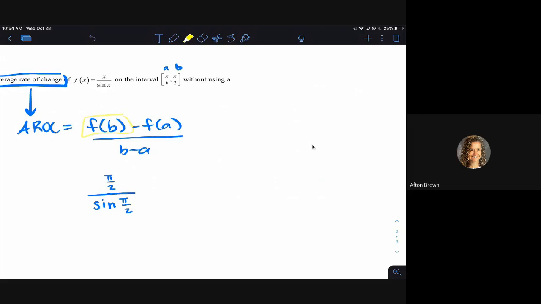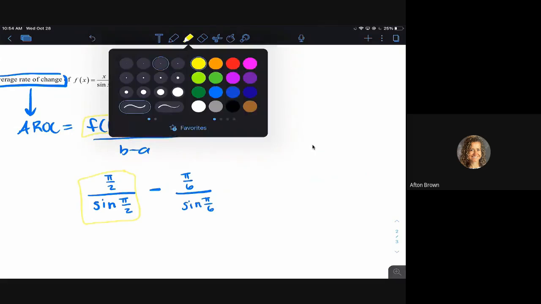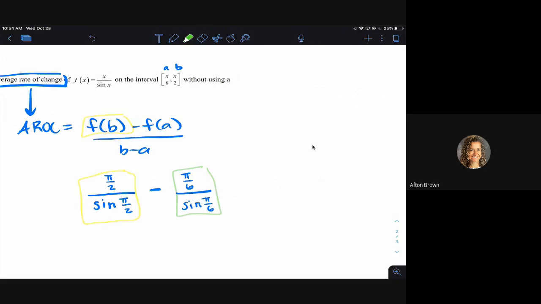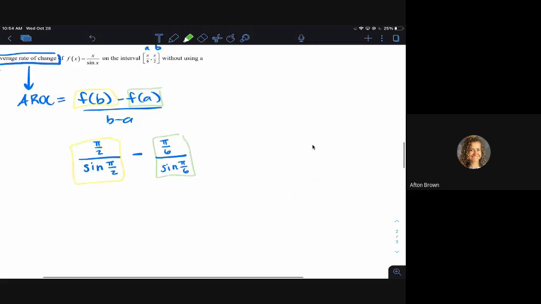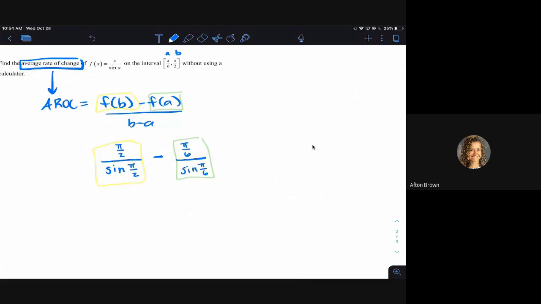But F at B was this. We are just replacing X with the B value. So then F at A would be pi 6, because pi 6 is A, divided by sine at pi 6. So again, this piece is just the F at A. It was just taking the A value and plugging it into that function. Try not to let how messy it is stress you out yet. So far I've got F of B minus F of A.